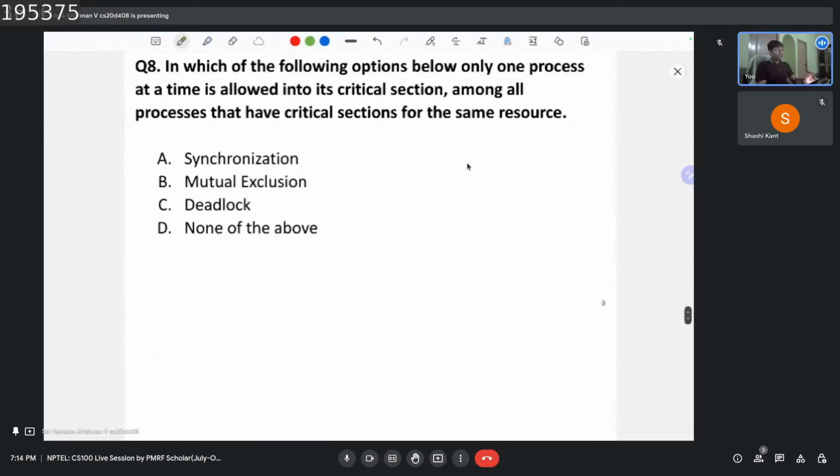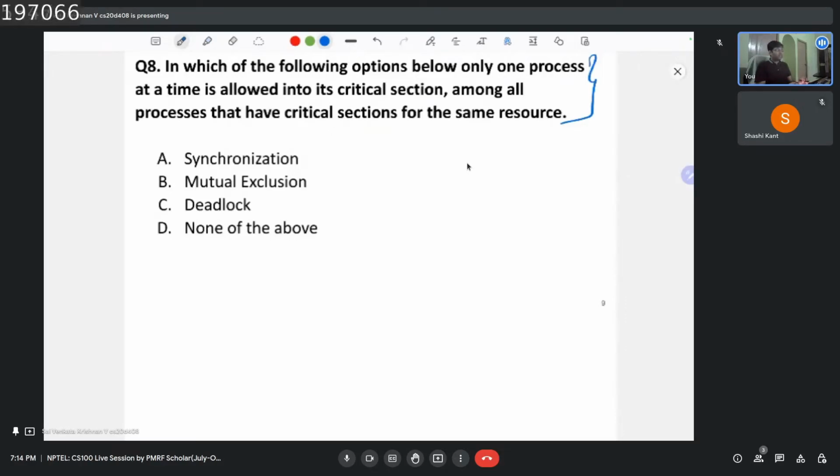In which of the following options below only one process at a time is allowed into its critical section among all the processes that have critical sections for the same resource? So we are looking for a term which has the following meaning, right? Which of the following terms actually represents the concept behind this?